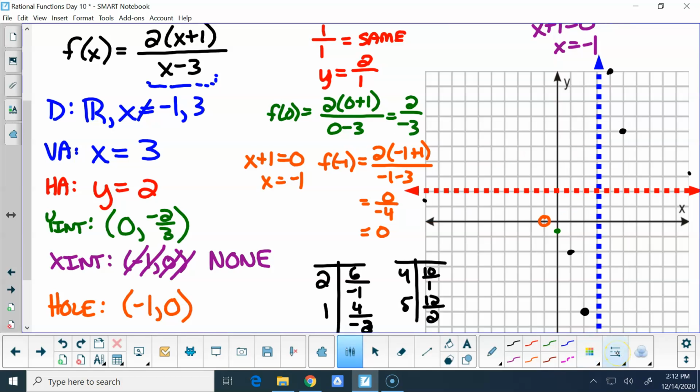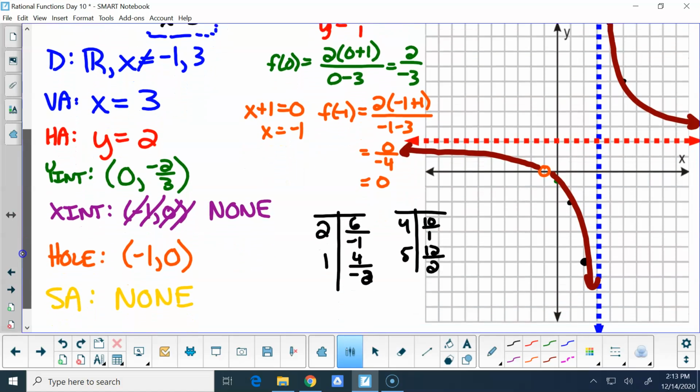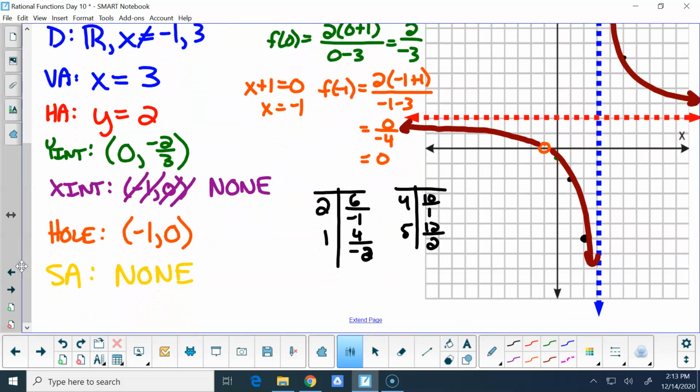Draw it in. And there we go. There you go. And there's your graph. Love it.